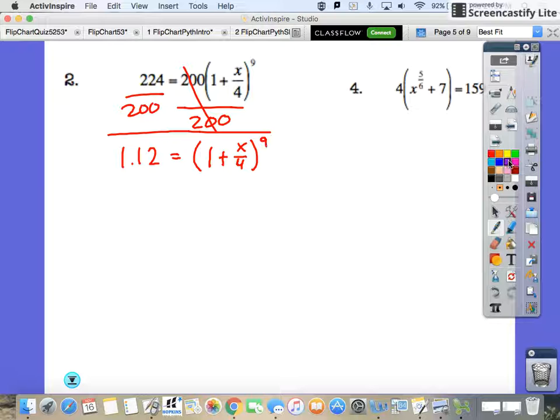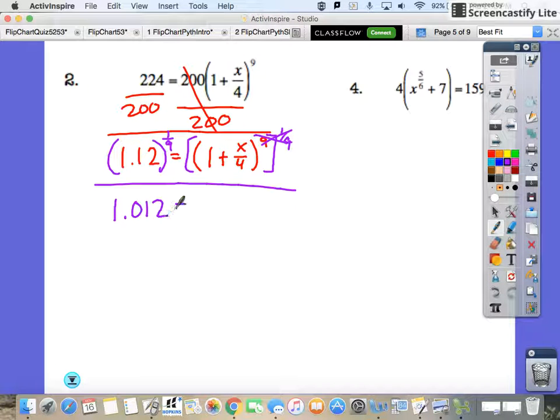Now we need to access the interior of the parentheses, so we need the 9th root. What we're going to do is raise both sides to the 1/9 power. We're left with 1.012 equals 1 plus x over 4. Again, if you want to type that into a calculator, what you need to do is type 1.12 caret 1 divide 9.